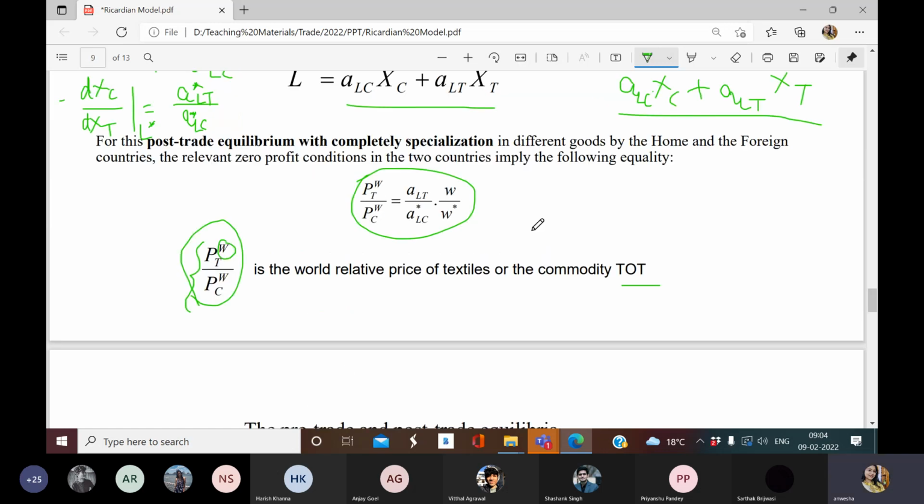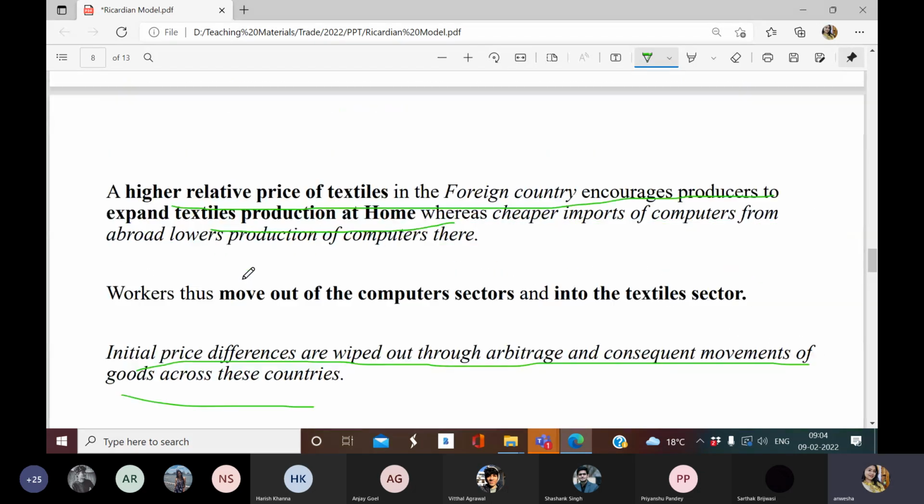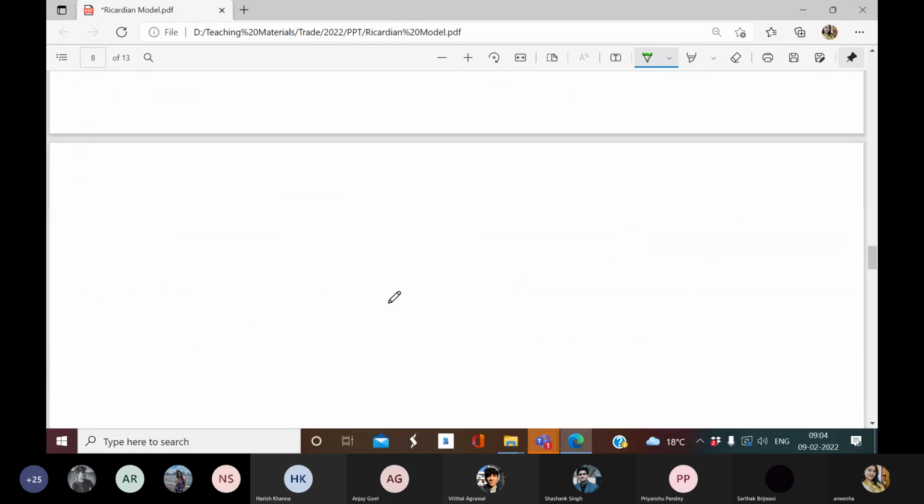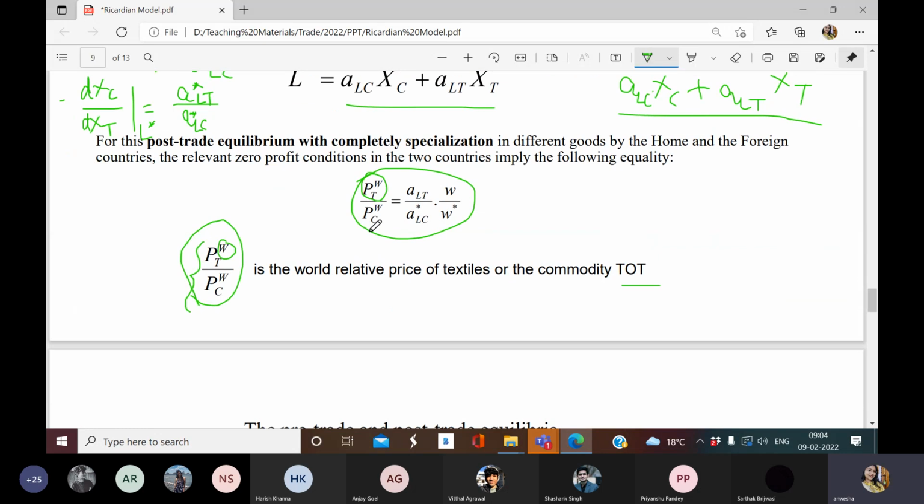relative price. So what will be PTW by PCW? This PTW is the post-trade relative price. In the post-trade situation, the home country is producing only textile, so PTW is basically ALTW, the zero profit condition for textile production in the home country. And what about PCW? PCW is determined in the foreign country, because the foreign country is completely specialized in computer. So PCW is equal to ALC star into W star, where W star is the foreign wage.